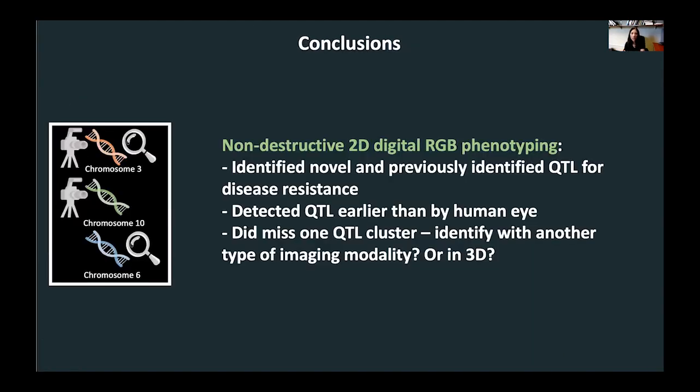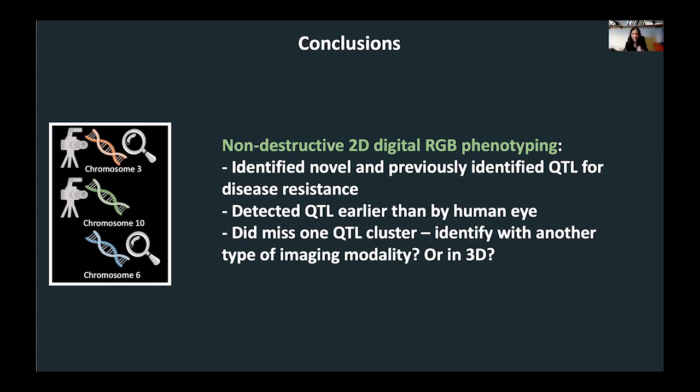Okay, so to conclude then, non-destructive 2D digital RGB phenotyping, sort of like old-fashioned phenotyping, really is how I think about it, can identify novel and previously identified QTL for disease resistance, can detect QTL earlier than by the human eye. We did, though, miss one cluster, right? The one on chromosome 6, that hotspot.